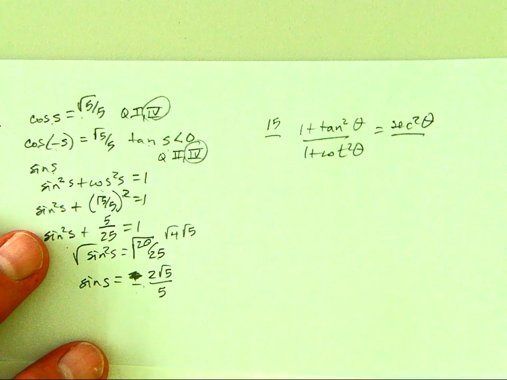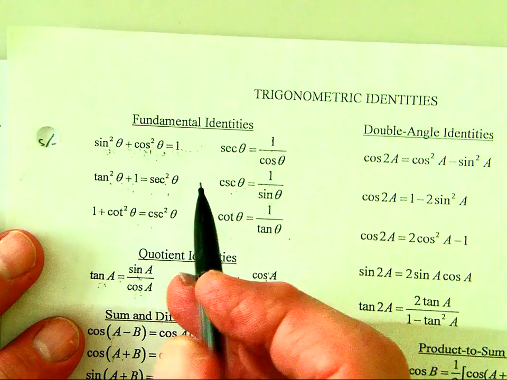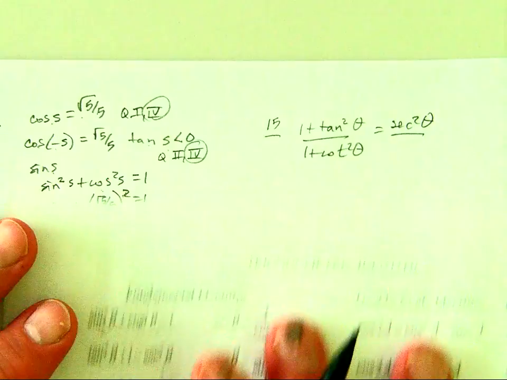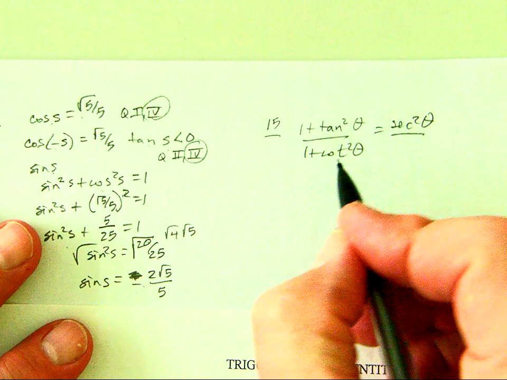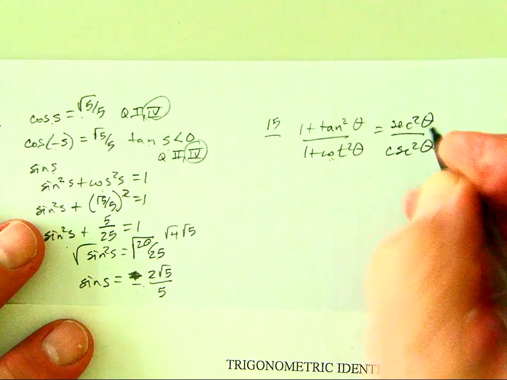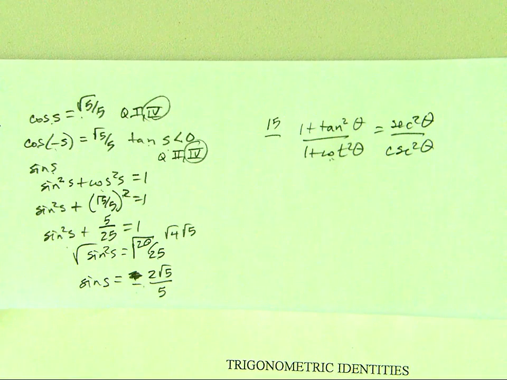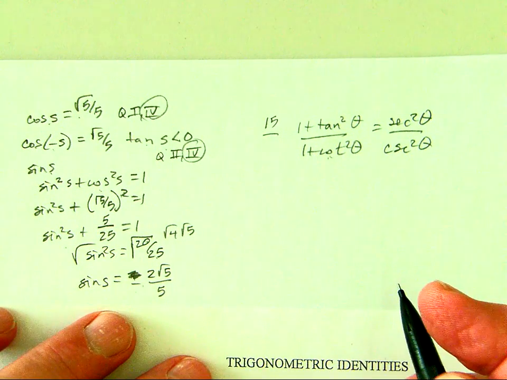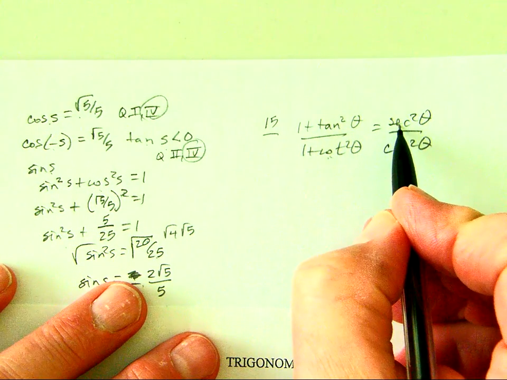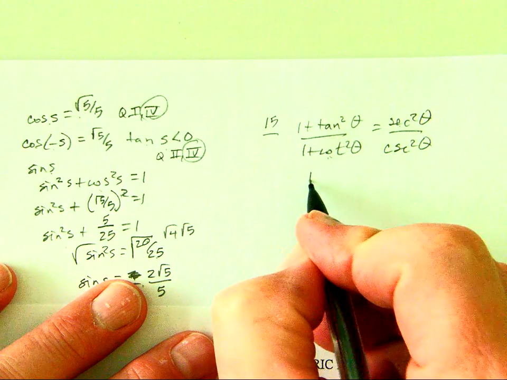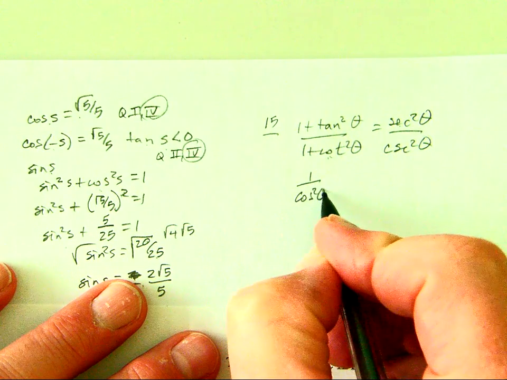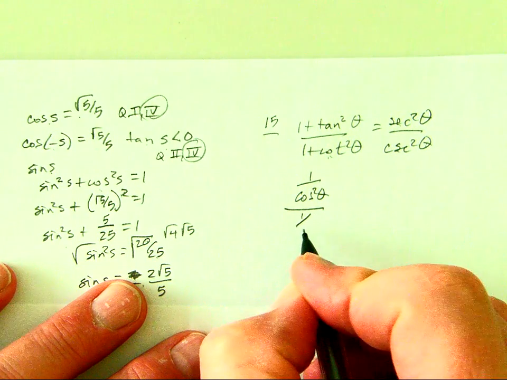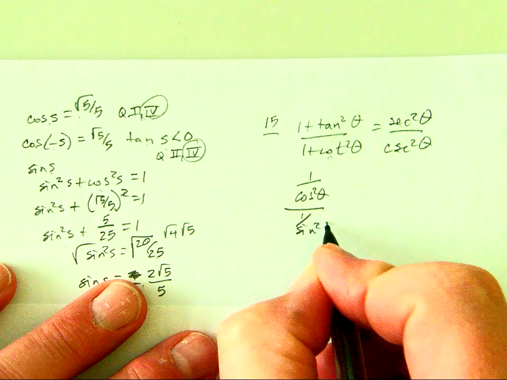On the bottom, we have 1 plus cotangent squared. If we look at our identity sheet, right here it says 1 plus cotangent squared equals cosecant squared. So in place of 1 plus cotangent squared, we can put cosecant squared. So now we have that. Now we want to try to simplify that. Sines and cosines are kind of the easiest to work with. We know secant is 1 over cosine, so secant squared would be 1 over cosine squared. We know cosecant is 1 over sine, so cosecant squared is 1 over sine squared.